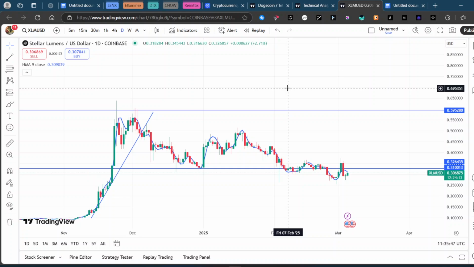And then another mistake is not using a stop loss. The market can reverse unexpectedly, so always set a stop loss to protect your capital. So there you have it, traders. The Hull Moving Average strategy is a powerful way to identify trends, reduce lag, and improve trade accuracy.